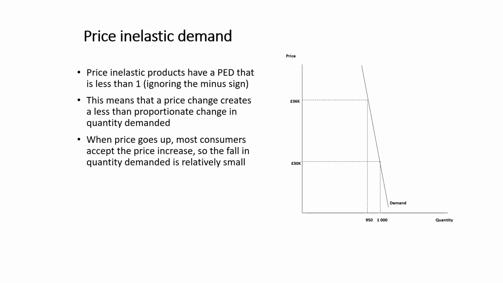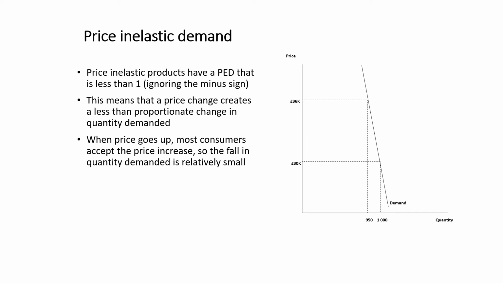So now we'll turn our attention to price inelastic demand. Products that have a price inelastic demand have a PED value that's less than 1. So what that means is that the percentage change in quantity demanded is less than the percentage change in price that created it. Or putting it another way, when demand is price inelastic, the price change creates a less than proportionate change in quantity demanded.